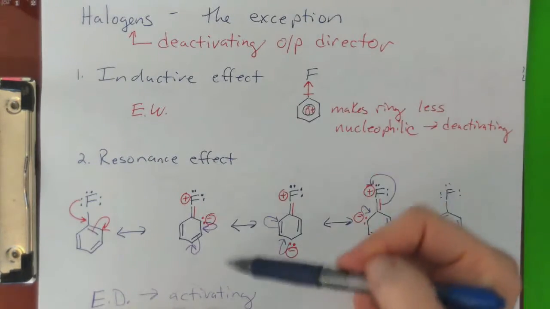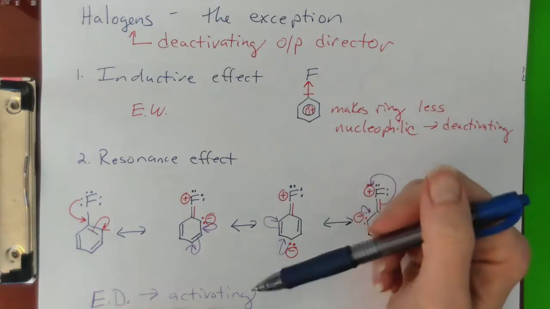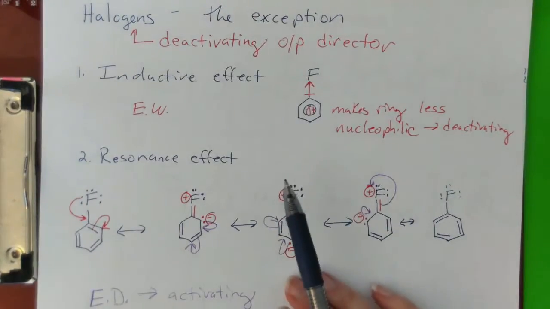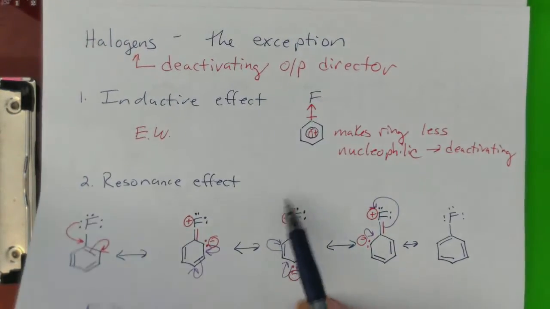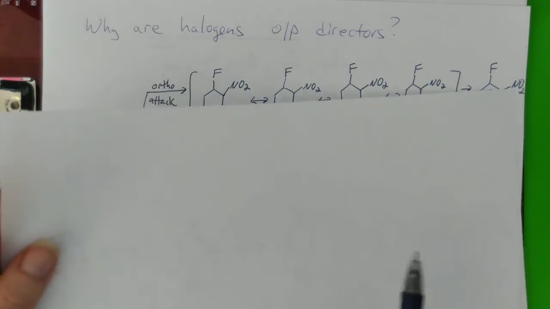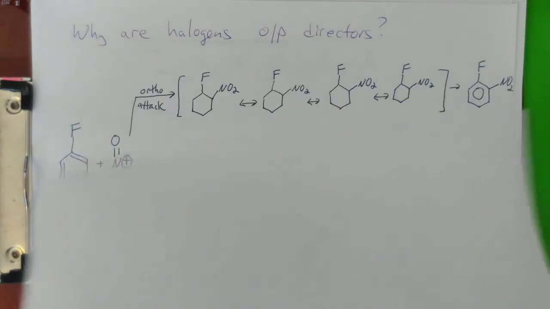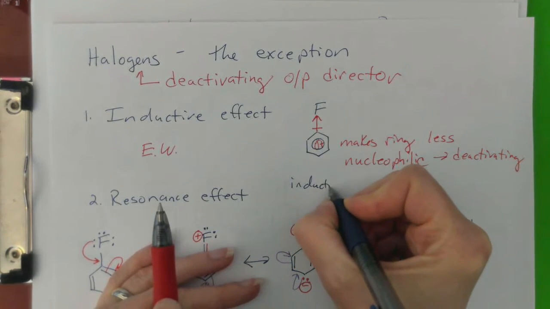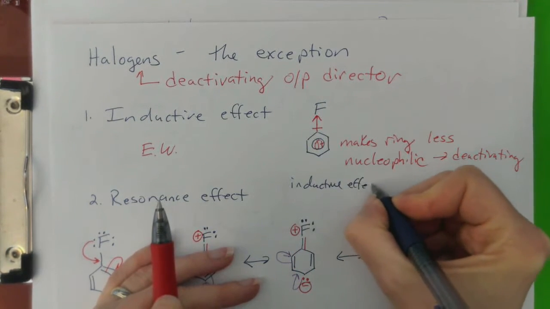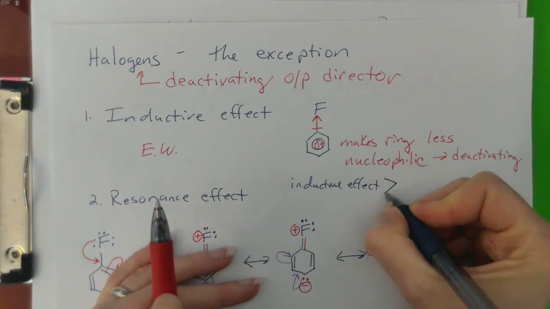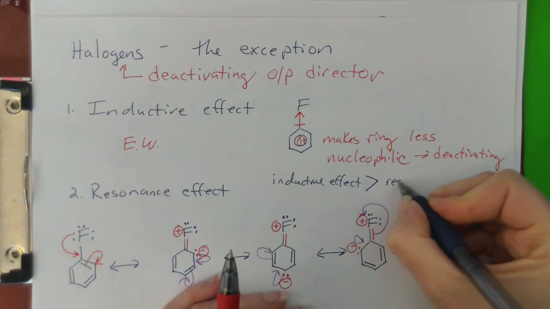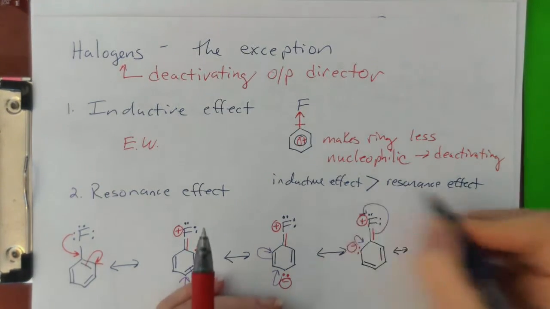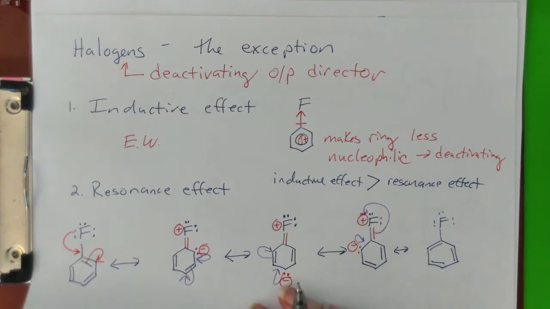So here we see these two effects in opposition to each other. Normally this wins out, but not for the halogens. So that's super important to know. So the inductive effect is more important. So I'm going to say here that the inductive effect is going to be more important or have a greater effect than the resonance. And this is again, the halogens are the exception, because normally resonance wins out.